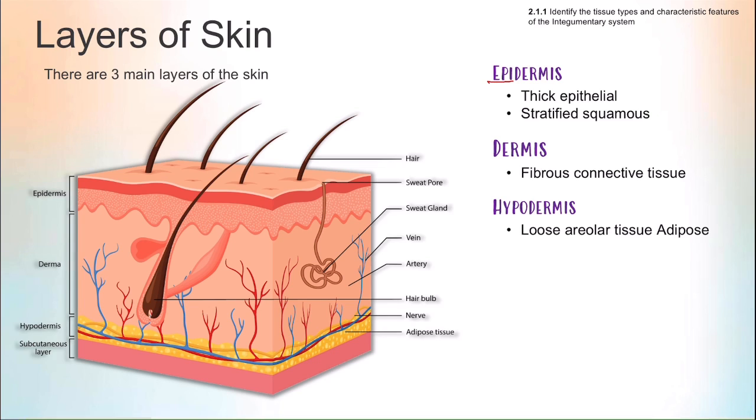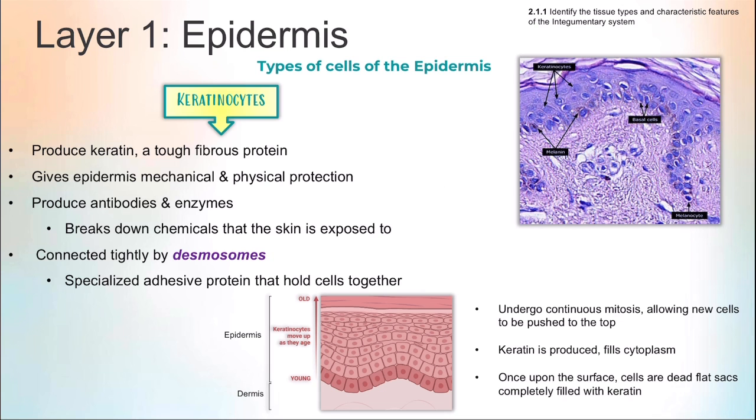And then our last one is our hypodermis. So hypo is going to be below. So this is below the dermis. And this is going to be primarily made up of loose areolar tissue, or we may even see areas of adipose tissue, that fatty tissue that's going to help insulate and protect some of the underlying areas.